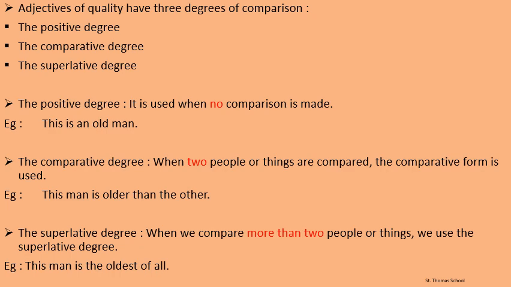See the example: this man is the oldest of all. When I mention all, it is more than two. It is a number that is not specific, so many more than two must be there. So when a comparison of more than two is being made, we will use the superlative degree.